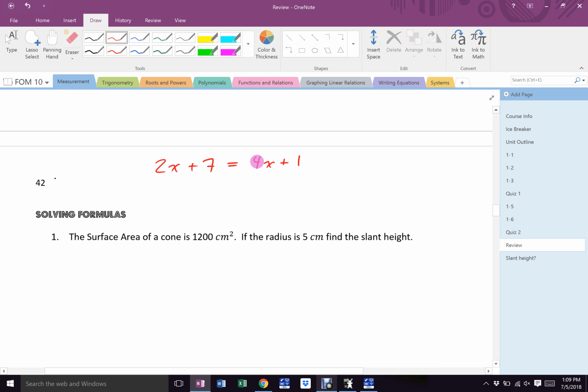Which means one of them has to move. Does it matter which one I move? No. I like to keep my coefficients positive. So when I move that 2 over here, what happens to it as a positive number? It becomes negative 2x. Now I have 4 x's and negative 2 x's. How many x's is that? 2x plus 1 equals 7. Now, I got some more like terms to get. I got 7 and 1. I got to get rid of this 1. It's got to come over here. What's going to happen to it? Minus 1. So now I have 6 equals 2x.